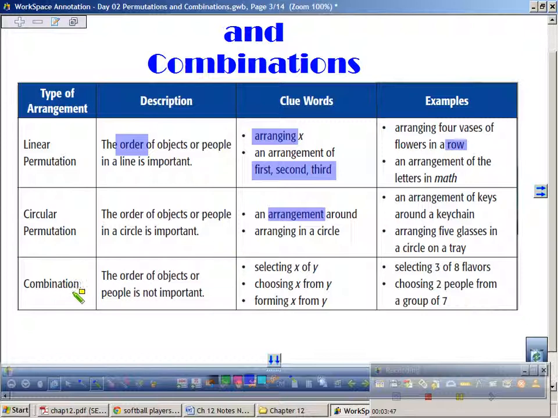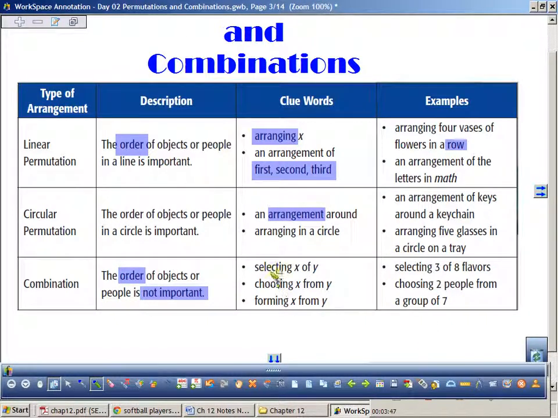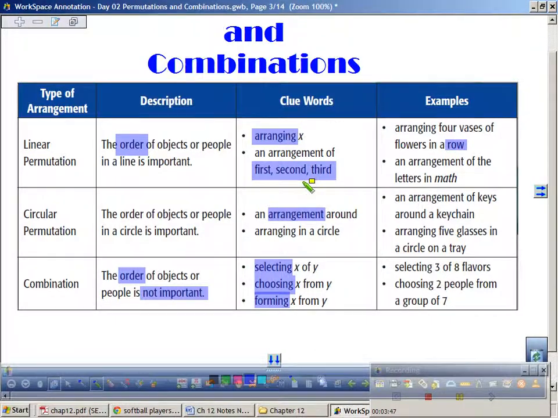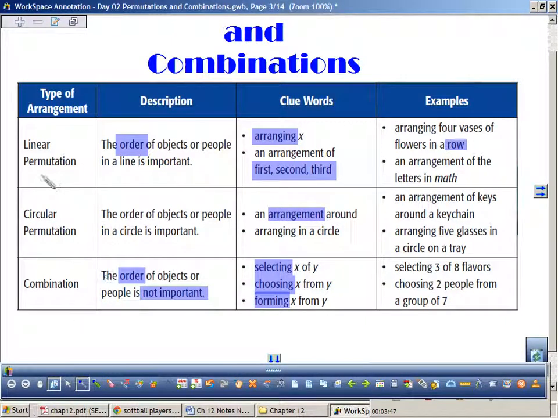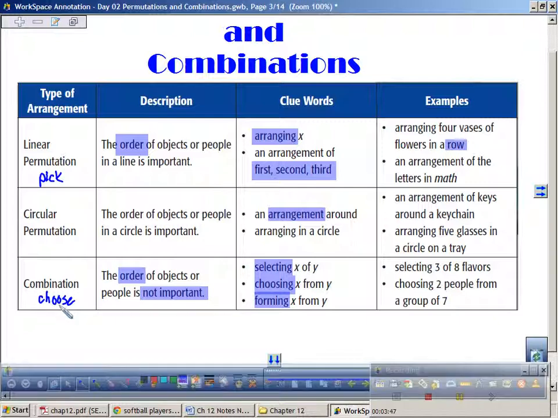Okay, combinations. Combinations, the order is not important. When you take notes, this is kind of what I want you to write. You don't have to write all of this down. So here's some keywords. Selecting, choosing, forming. So sometimes when I'm doing these problems, if I want to know if it's permutation, I use permutation or pick, and combination is choosing. So if I'm choosing something, I'm choosing it at random. If I'm picking something, I'm purposely picking where things go. So I hope that helps.